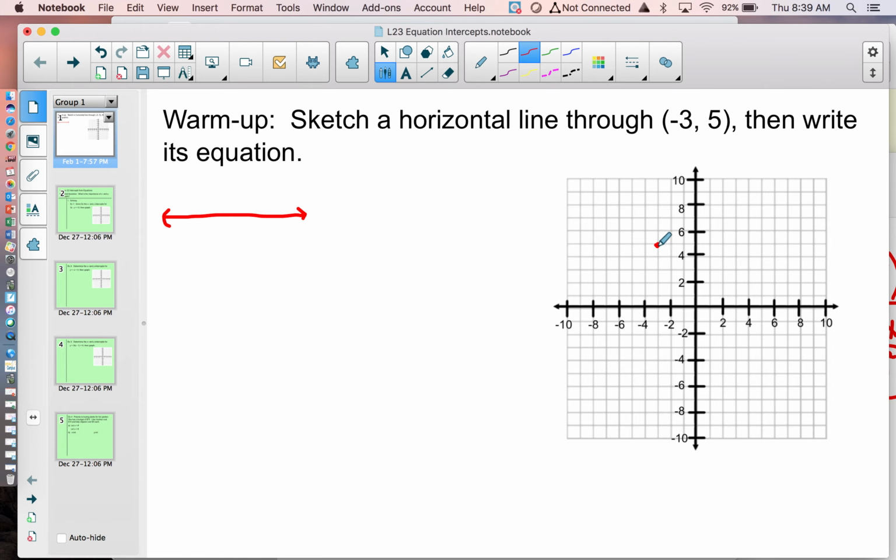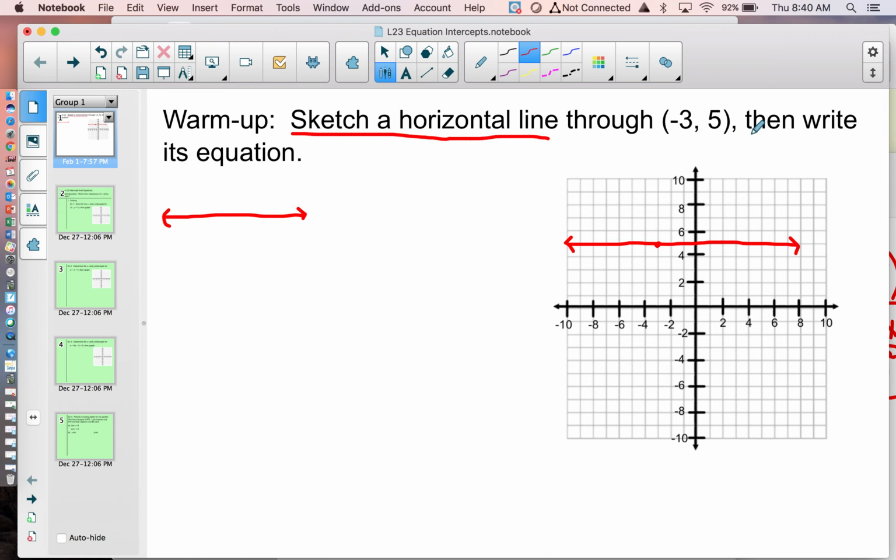Okay? And you're probably thinking to yourself, okay, horizontal line. Well, a horizontal line has got to be a straight line. And it's got to go straight through that point of (-3, 5), which it is. Draw the arrows, and we sketch the line. Okay, we sketch the horizontal line.